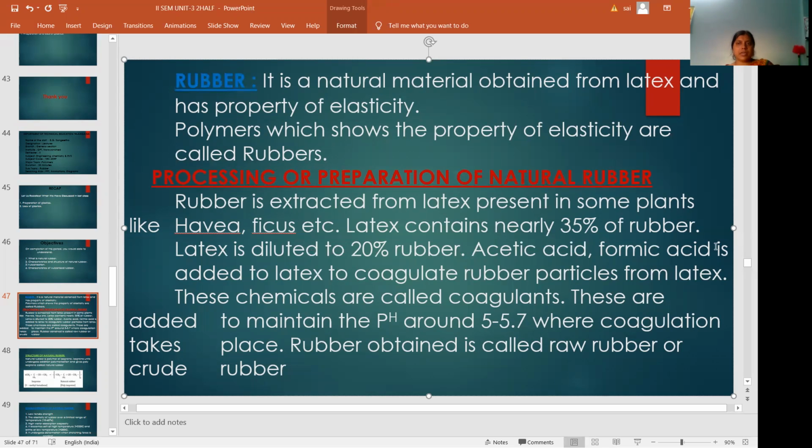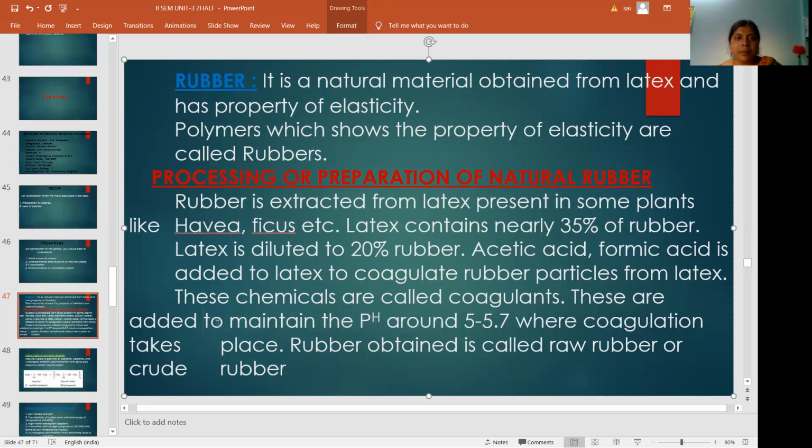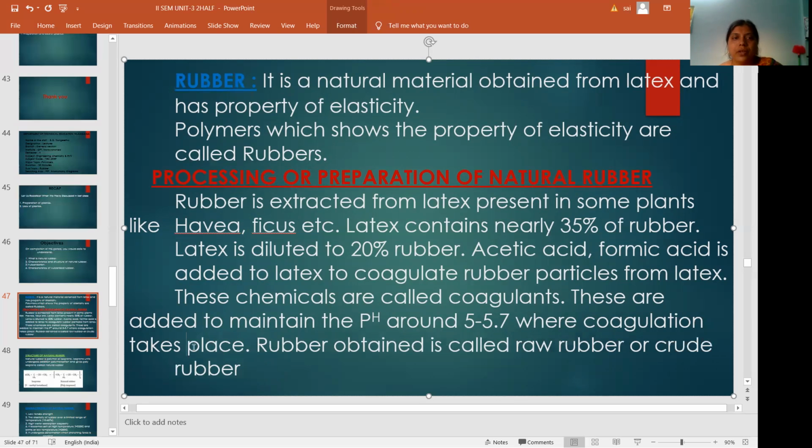Acetic acid, formic acid is added to latex to coagulate rubber particles from latex. These chemicals are called coagulants. These are added to maintain the pH around 5 to 5.7, where coagulation takes place.